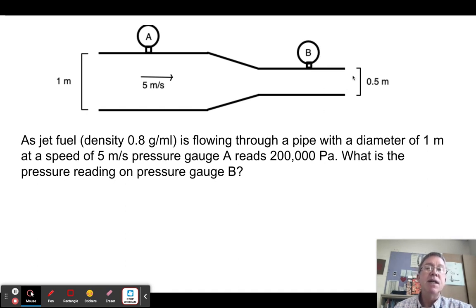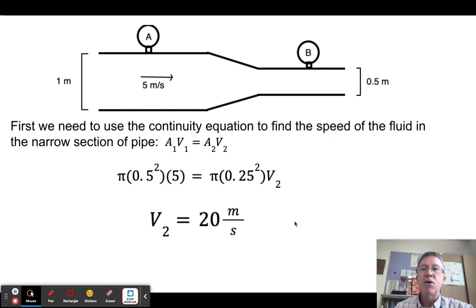What I do know is that the diameter of the pipe over here is 0.5 meters, so it has half the diameter. So how would I go about this? Well, the first thing is I have to use the continuity equation to figure out what the velocity is here, because I can't do Bernoulli's unless I know what the kinetic energy is. So I'm going to say area 1 times velocity 1 equals area 2 times velocity 2. So the area here, I had to take the radius, that's 0.5 squared.